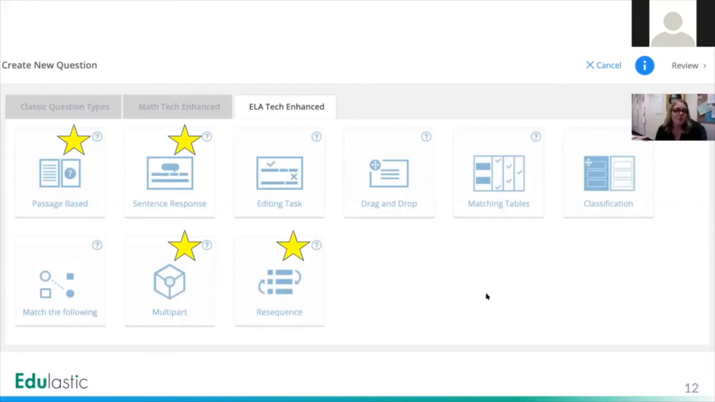So these are some of the tech enhanced questions that can address the standards really well. So things like the passage based, and that's where you can upload the passage, and I usually let students use a textbook. If we've been reading the book in class, I let them hold the text in their hands, but if it's a passage, I also try to have it in the platform as well.